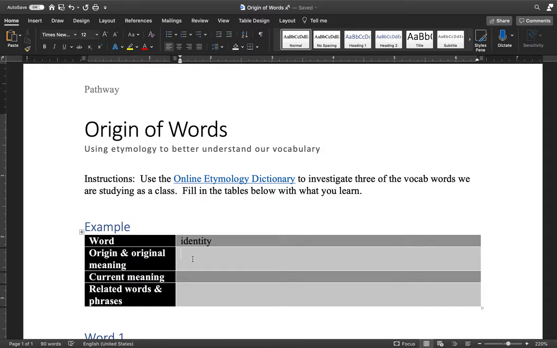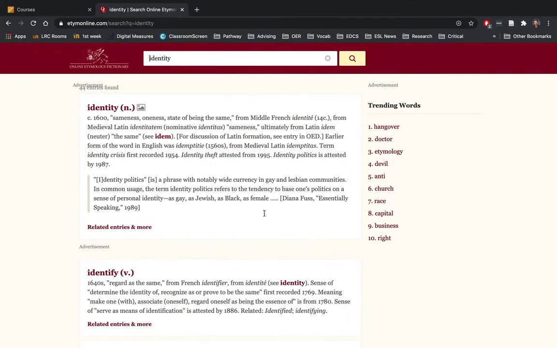Etymology is all about researching the history of words and how they've come from older ancient languages into our current language. So we want to know what language it came from, what was the word in that ancient language, and what meaning did that word have. If I read here, it tells me for identity, circa 1600, sameness, oneness, state of being the same. That kind of gets to the more modern meaning of the word.